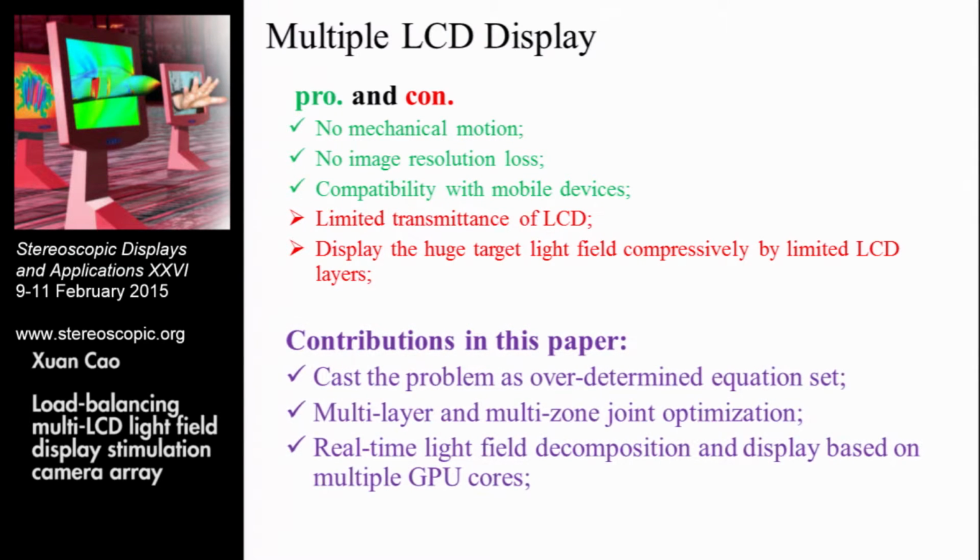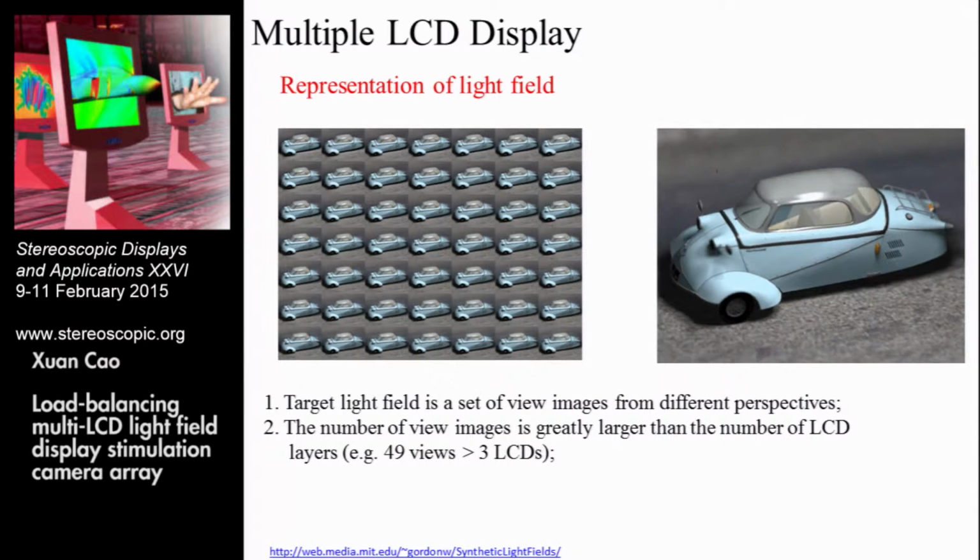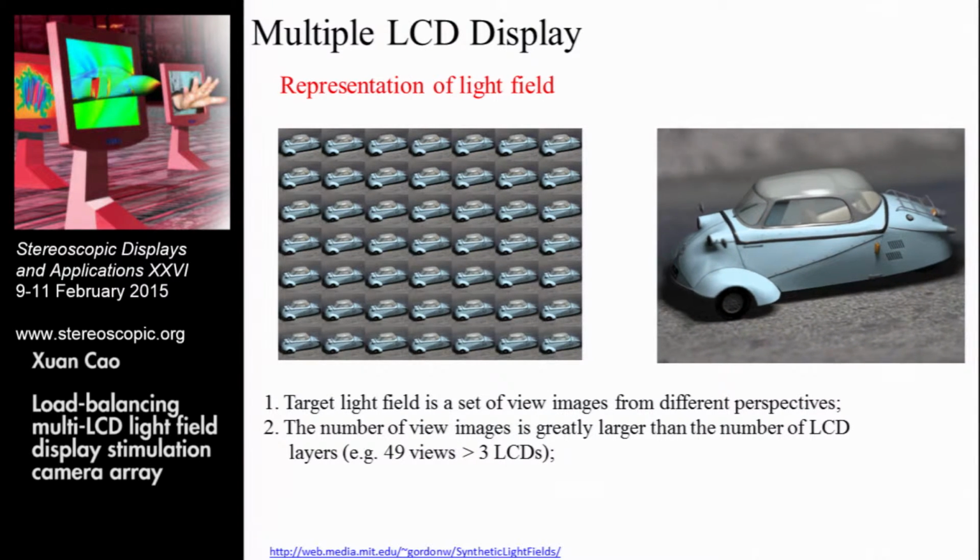In this paper, we analyze the performance of light field decomposition by casting the problem as an overdetermined equation set. And we found the multiple LCD display is working in a state of serious overload. So we developed a multi-layer and multi-zone joint optimization strategy to solve this problem. And finally, we built a prototype to implement real-time light field decomposition and display based on multiple GPU cores.